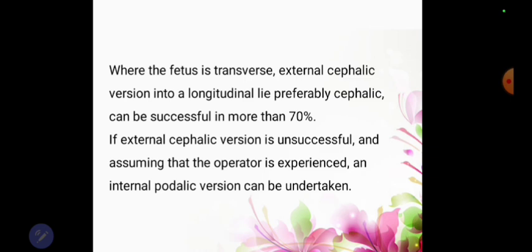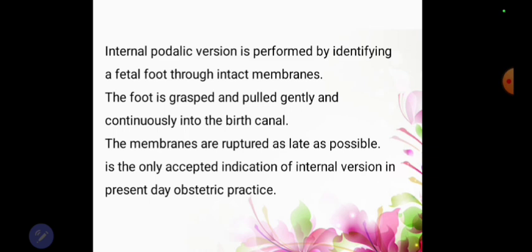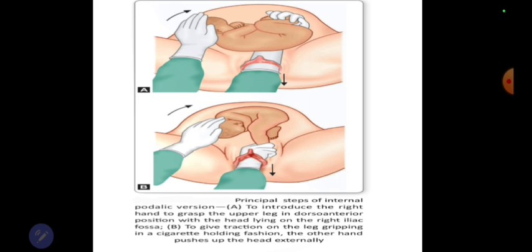What is internal podalic version? It is performed by identifying the fetal foot through intact membranes. The foot is grasped and pulled gently and continuously into the birth canal. The membrane is ruptured as late as possible. Internal podalic version is also the only accepted indication for the second twin, then followed by breech extraction. This image represents internal podalic version: one hand internally at the podalic part and the other hand externally at the cephalic part.